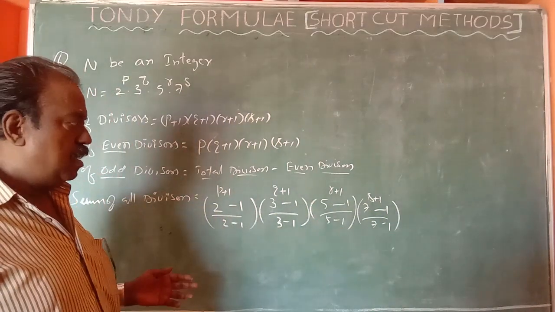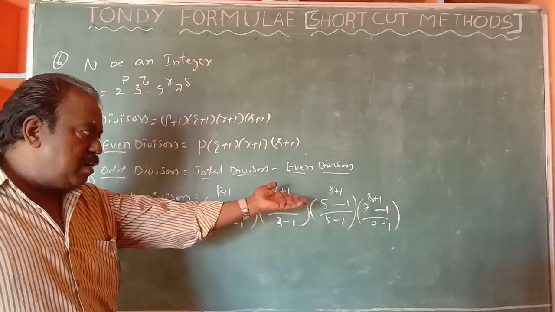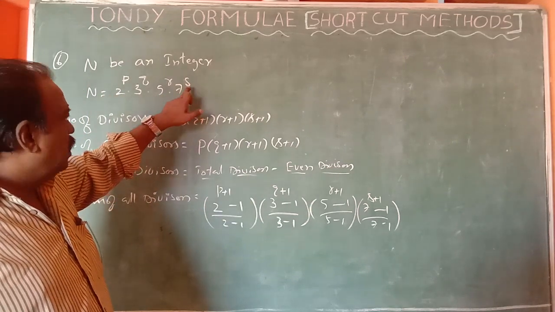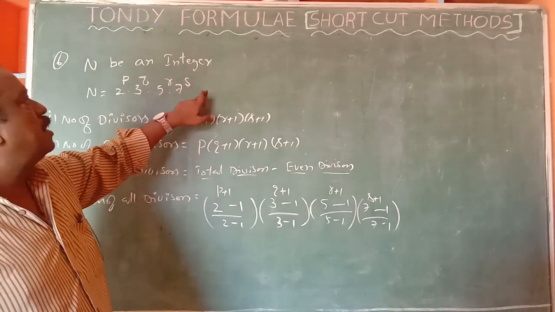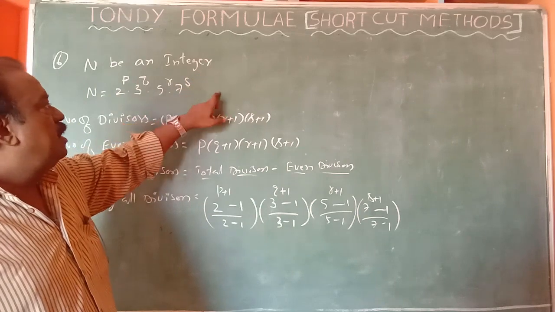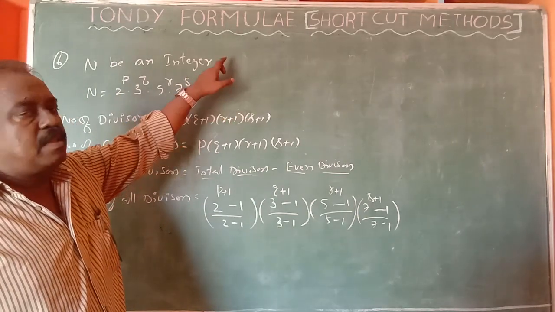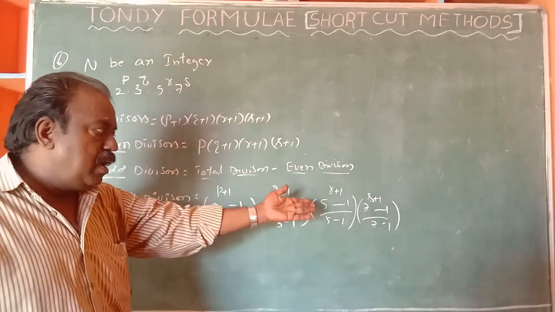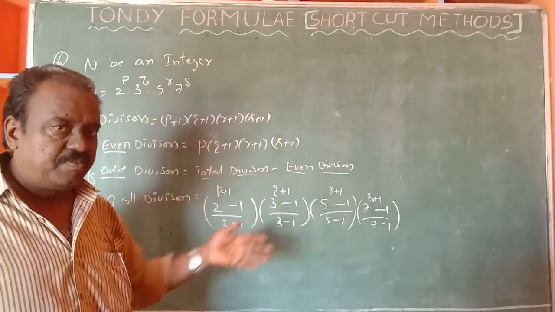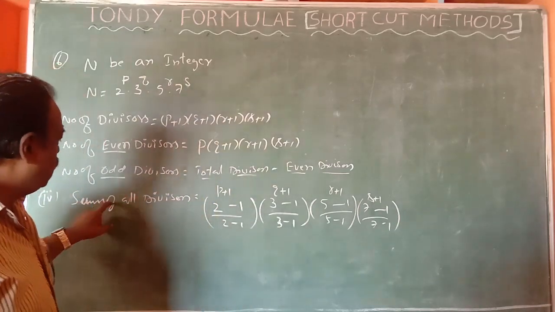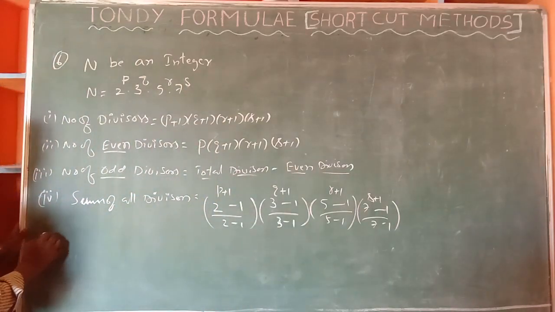Like that. It does not necessarily end with 7. Suppose this n is also multiplied by 11 power z, 13 power alpha, 17 power beta. Like this we have to expand it. That is the method. By using this one formula we can find the sum of all divisors.